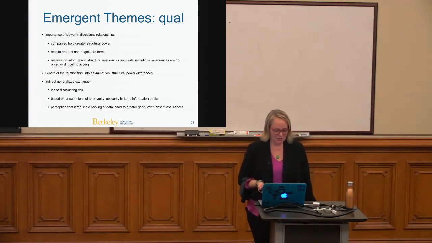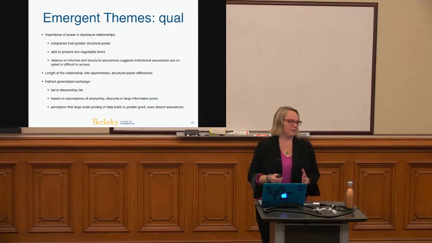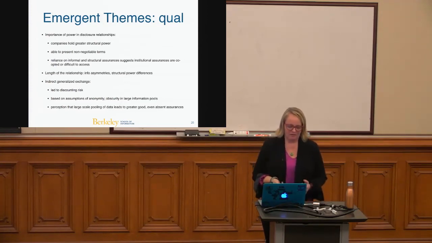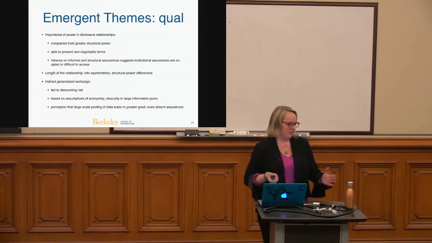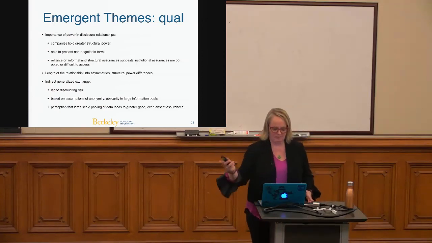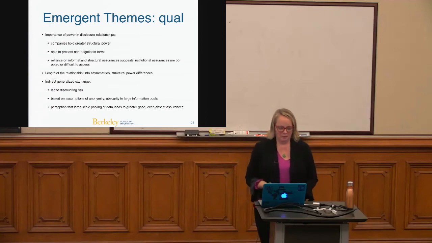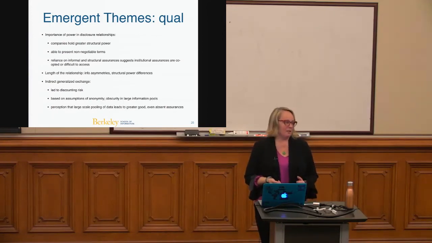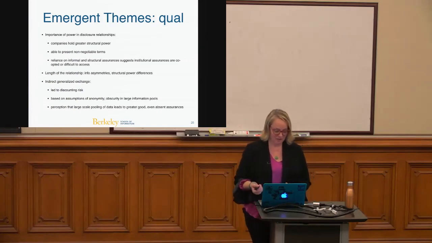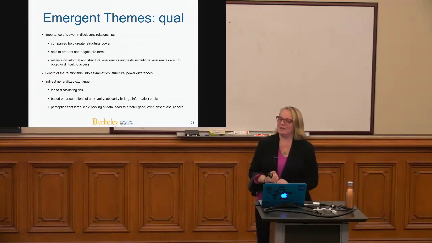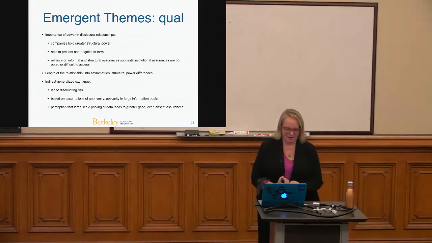The length of the relationship really does make a difference in terms of how people perceive these relationships. And I think that's an important thing to say for privacy research, because so much of privacy is focused on the sign-up. We spend almost all our time researching when people first sign up for something, and we spend very little time following them, after that first moment where they disclose. And so the length of that relationship definitely, in the cases I looked at, leads to information asymmetries and these structural power differences. And then the 23andMe case, the indirect generalized exchange.